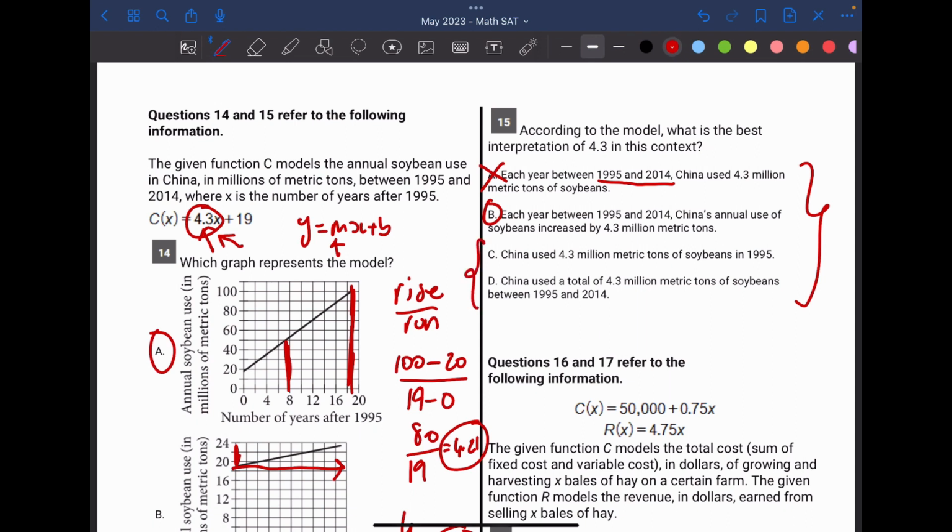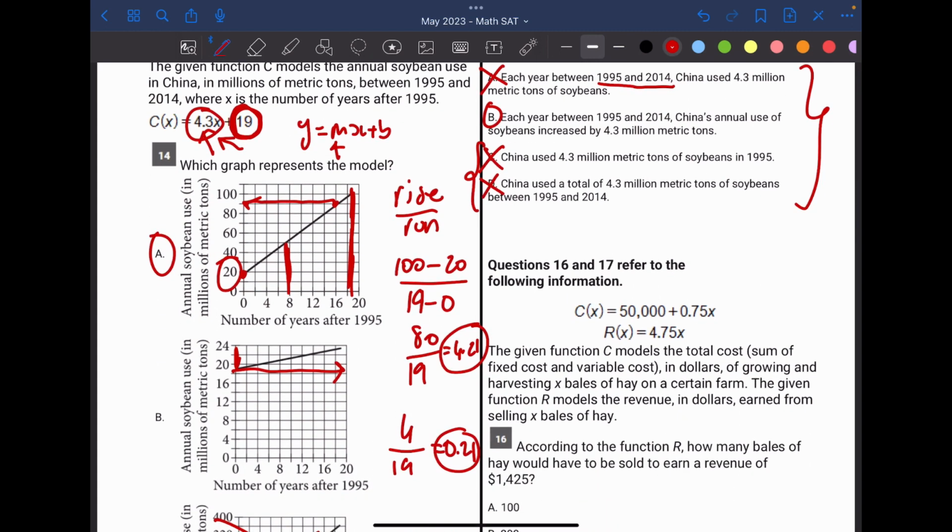Let's still make sure that C and D are wrong. C says China used 4.3 million metric tons of soybeans in 1995. 1995 is here. Did they use 4.3 million metric tons? No, they used 20, because we still have to remember the y-intercept. We're not only going to look at 4.3, we have to consider the y-intercept. This has to be wrong. Part D, China used a total of 4.3 million metric tons of soybeans between 1995 and 2014. That is wrong, because in year 16 alone, they used about 90. So this is wrong as well. The answer is B, which we already knew was correct.